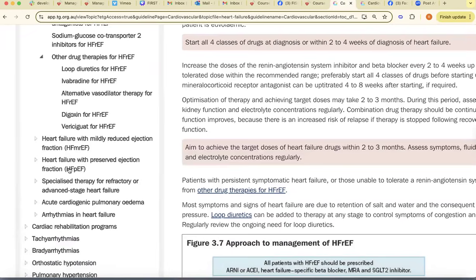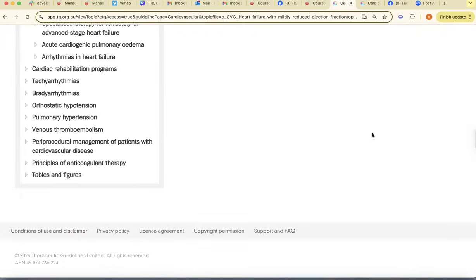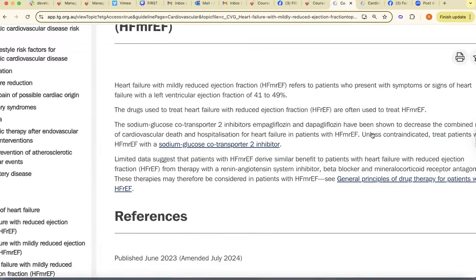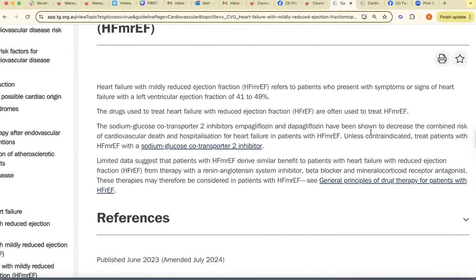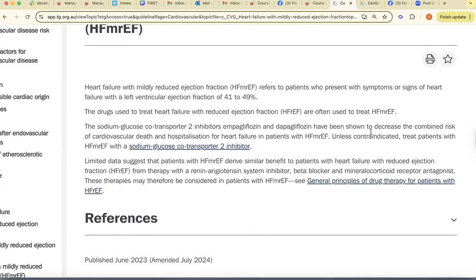Now, two other things that we should know. Right now we have learned about heart failure with reduced ejection fraction. What about heart failure with mildly reduced ejection fraction? Remember I was saying that there is a group of patients whose ejection fraction can be between 41 and 49%. For this group of patients, we will use the same medication that we used for the systolic heart failure patient, only if they have features of heart failure.